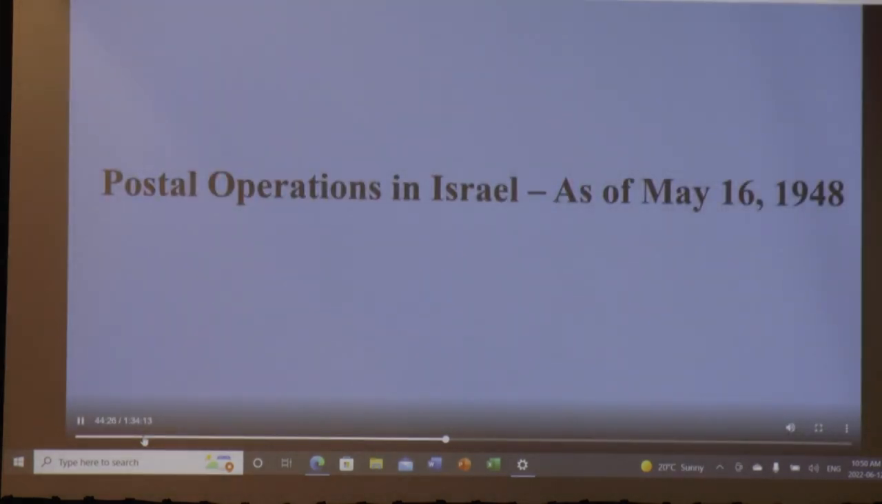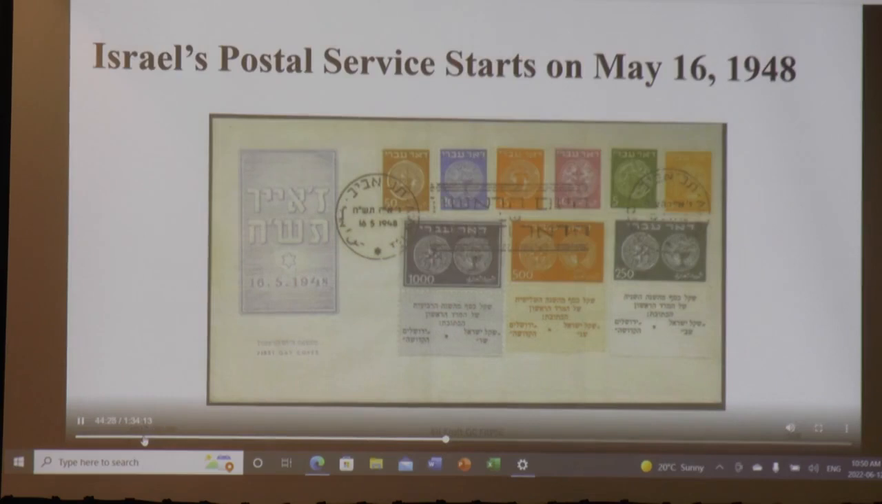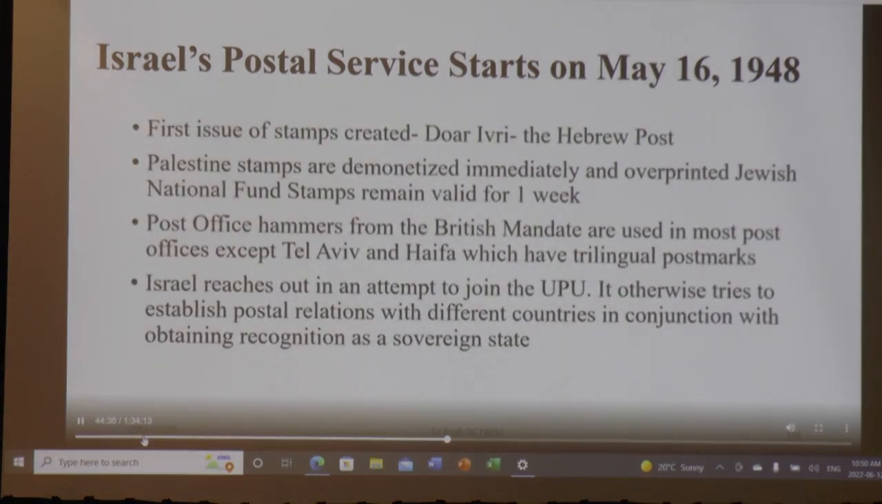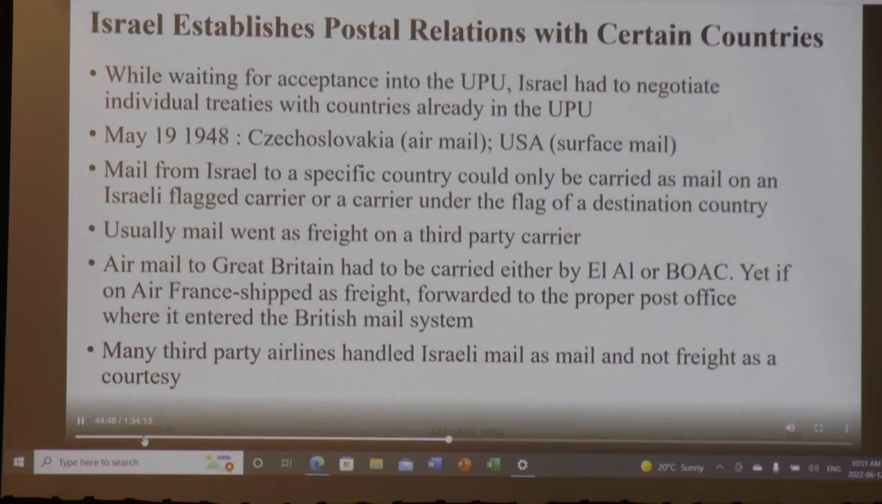Now, what were the postal relations in Israel as of May 16? Israel was issuing stamps. Here are the first stamps of Israel, the Jewish post, the Doar Ivri, the Hebrew coins. There were postal hammers that were created, postmarks. Israel was trying to join the Universal Postal Union because it wanted to establish postal relations with many countries. So in order to do that, who did Israel reach out to?